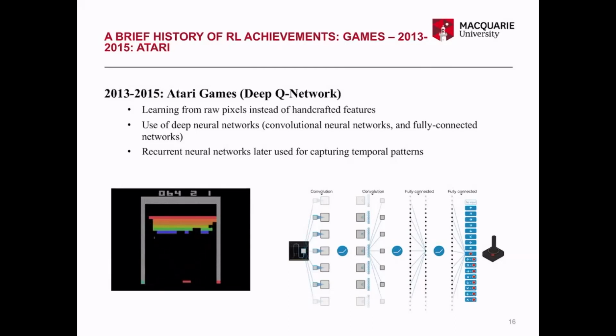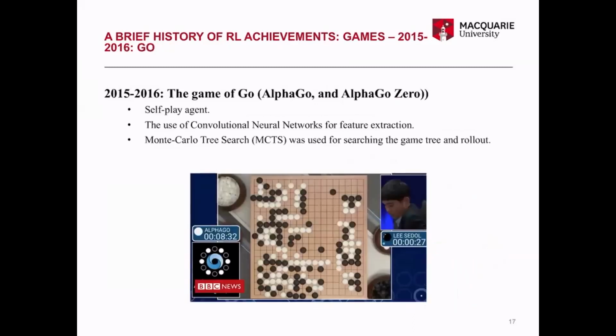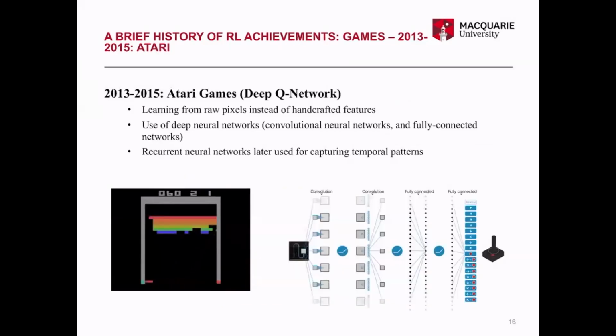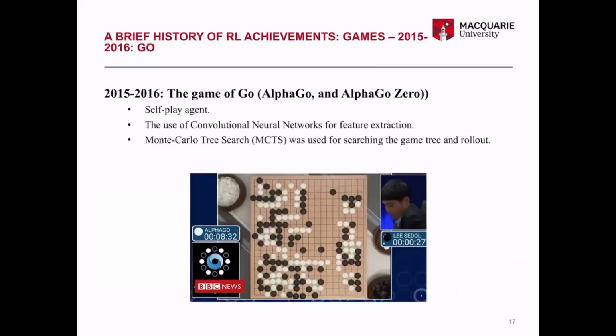And they also later used recurrent neural networks to capture temporal patterns, but it kind of ignited an explosion of papers and state of the art after that. Then, of course, the most popular one, AlphaGo Zero. So just one thing, we're gonna implement a DQN on week 12 for some classical control problems. AlphaGo Zero was very popular.